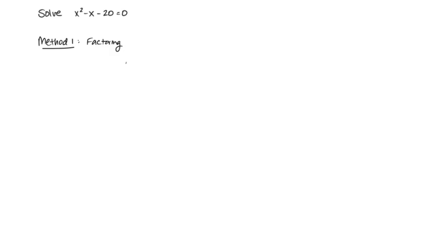Let's consider three different methods of solving the same quadratic equation. So our goal is to solve x squared minus x minus 20 is equal to 0. So the first and simplest method for this problem is to solve by factoring.